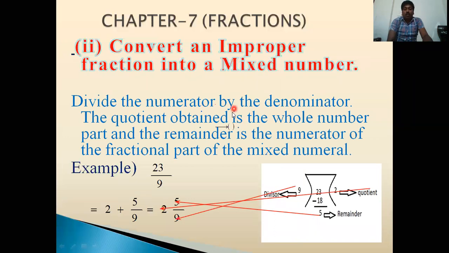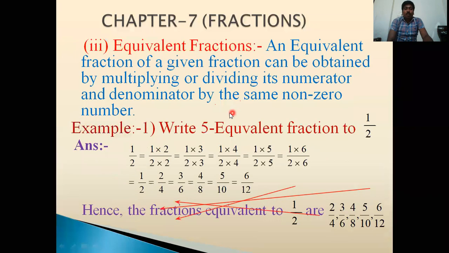Now we go to the next topic, equivalent fractions. How can we make equivalent fractions? So firstly, what are equivalent fractions? Equivalent fractions of a given fraction can be obtained by multiplying or dividing its numerator and denominator by the same non-zero number. Non-zero means the number is not zero.